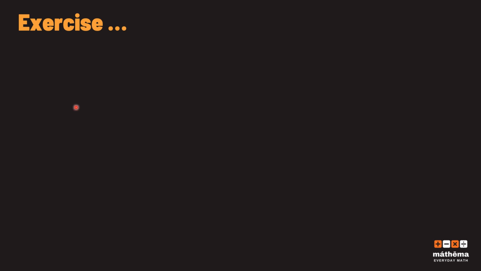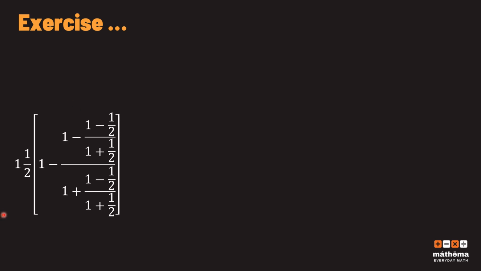Alright, so we are given this lengthy expression to simplify. So we have 1 over 1 and 1 half times 1 minus 1 minus 1 half over 1 plus 1 half over 1 plus 1 minus 1 half over 1 plus 1 half. So this is quite complex. So what we are going to do is simplify parts by parts. Now, let's try to simplify this part of our expression first.